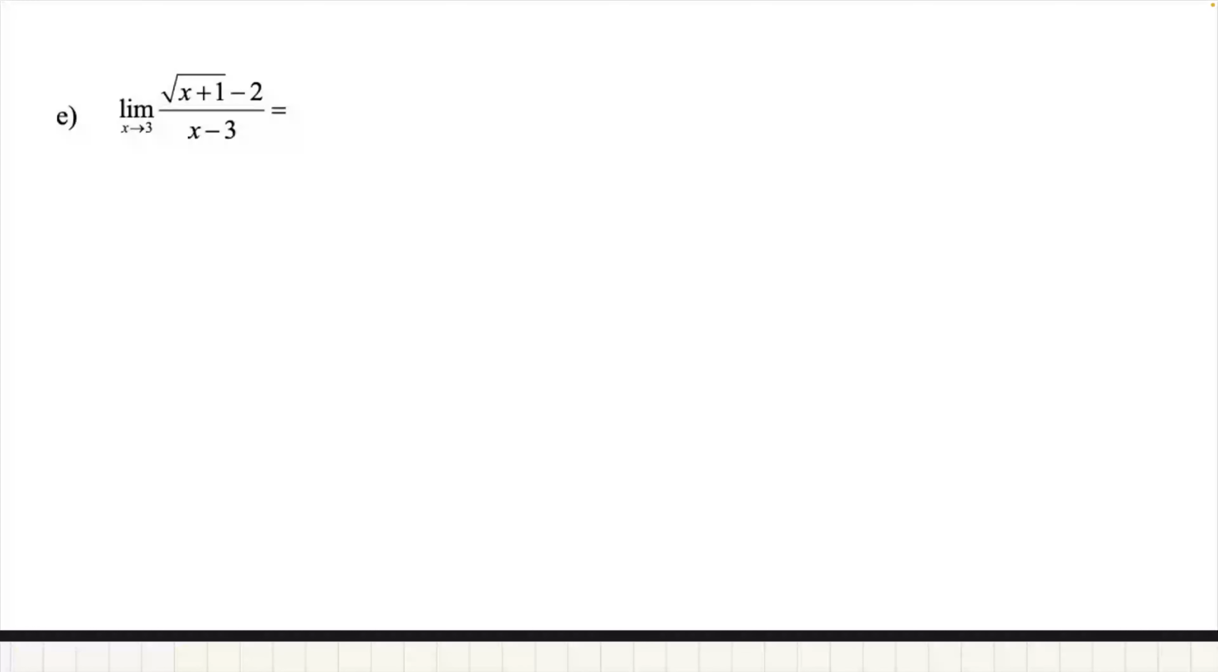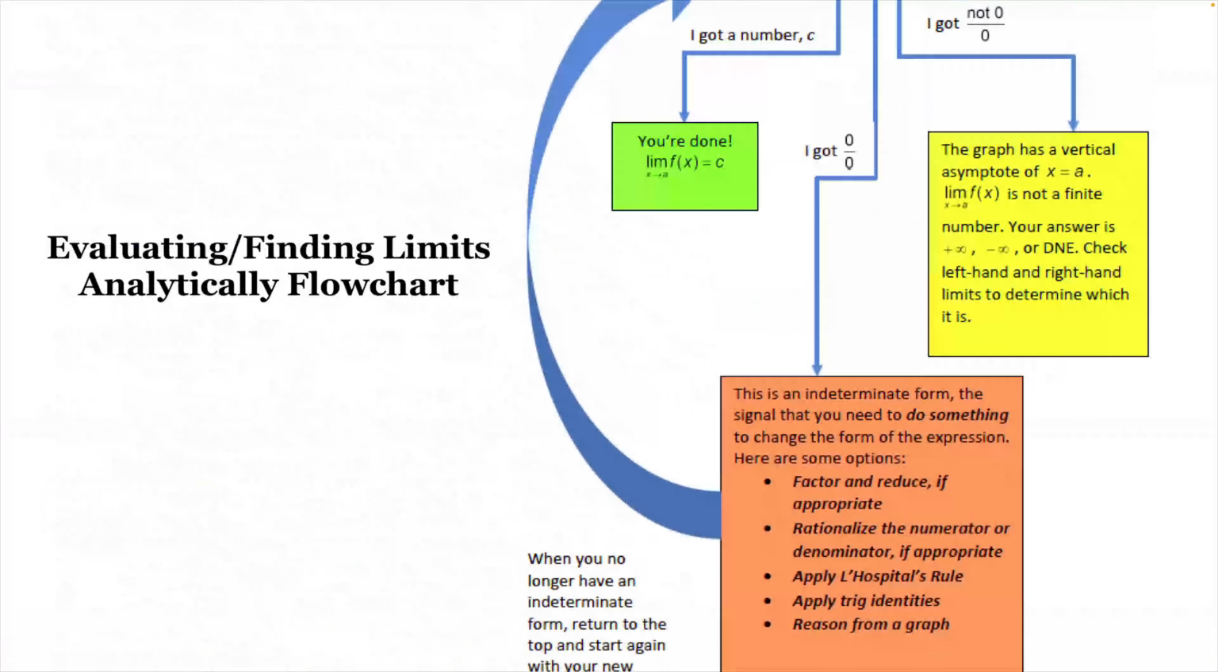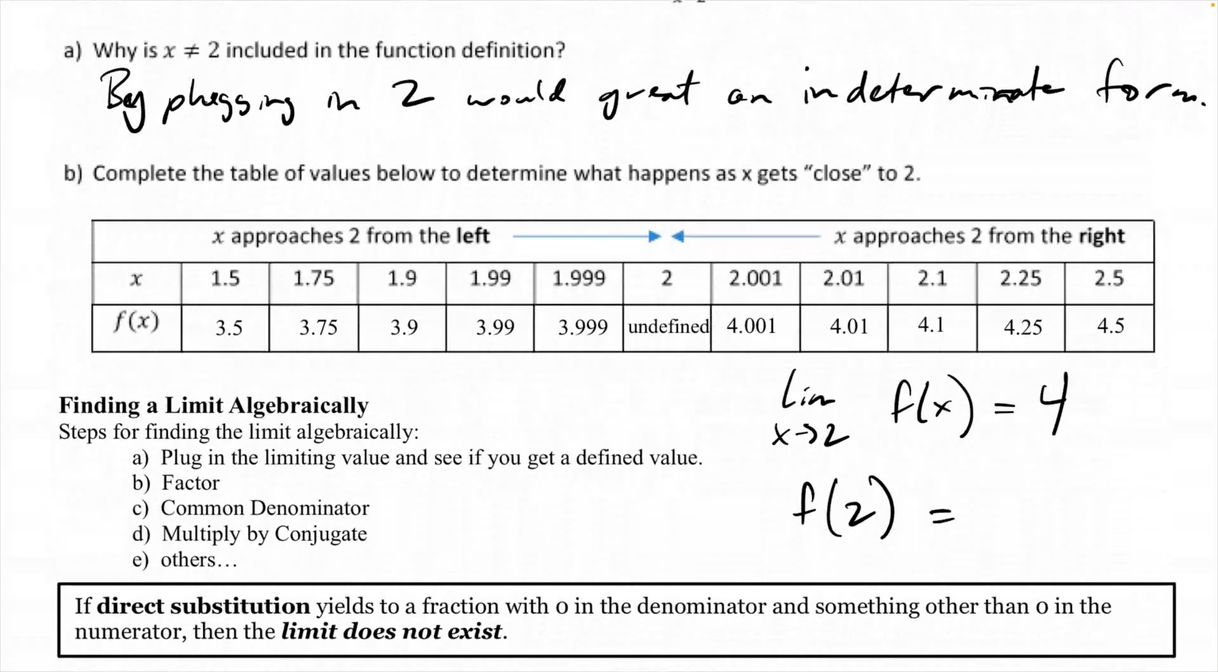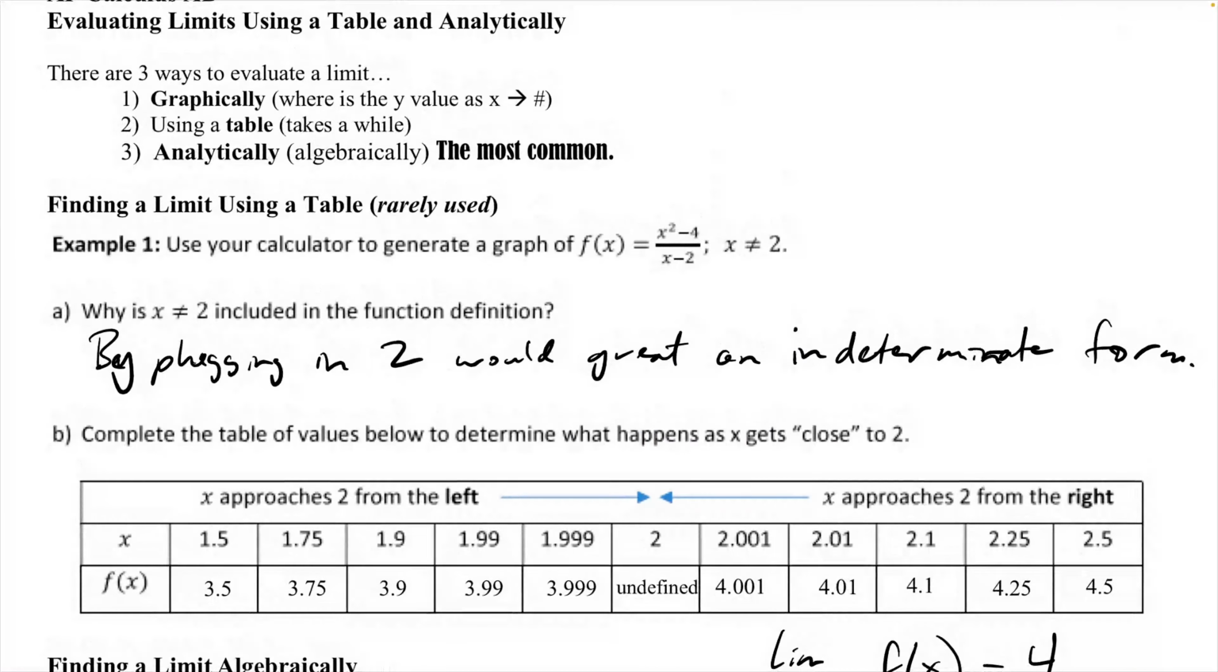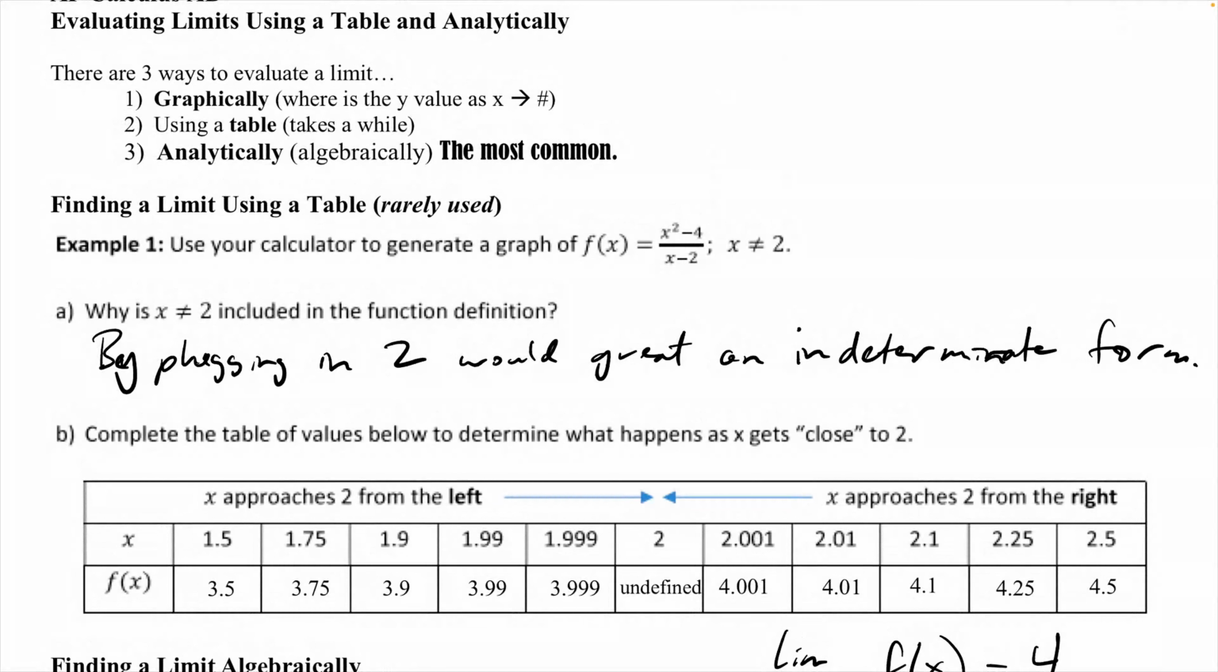So far, the two lessons we've done, the first lesson and this lesson, have revolved around finding limits. If you remember from the very beginning, there are three ways to find a limit. Graphically means if they give you a graph, analyzing it that way. You guys did that. Table is rare, but that's how we do it. They'll always give you the table filled out.